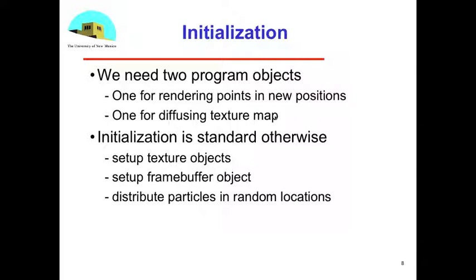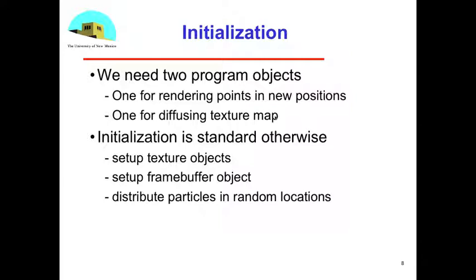They're just going to move in some sort of Brownian motion randomly in some direction. And then we need one for what do we do with the texture map when we diffuse it. We need a separate vertex and fragment shader for that.